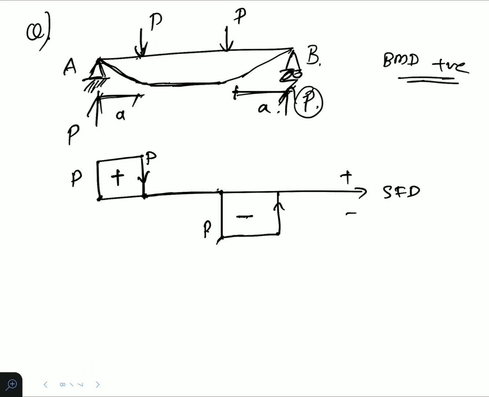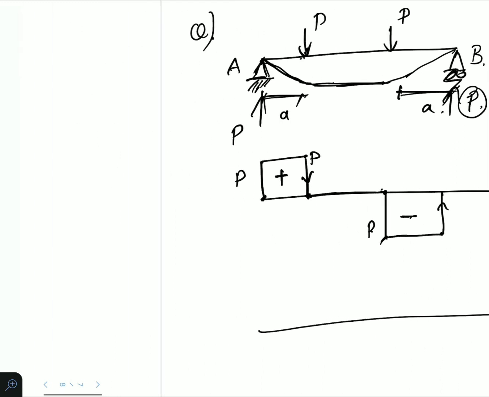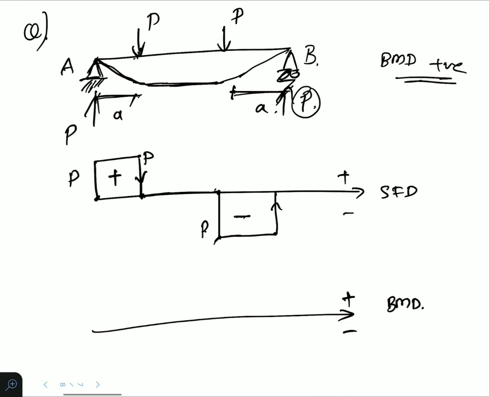Now we'll have to draw the bending moment diagram. We know that the bending moment diagram will be positive, so we'll have to draw it on the top side. Here the moment is 0 because it is a hinge, and here also the moment is 0 because it is a roller there.